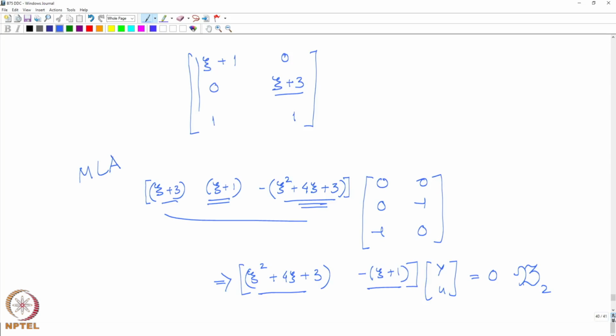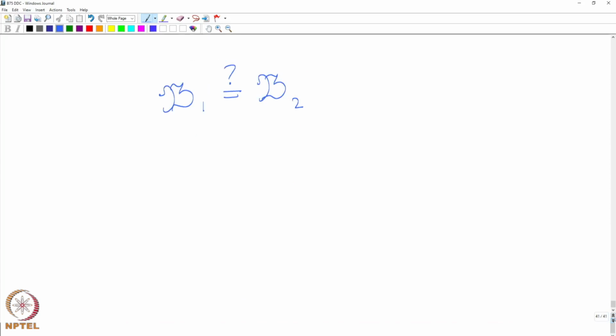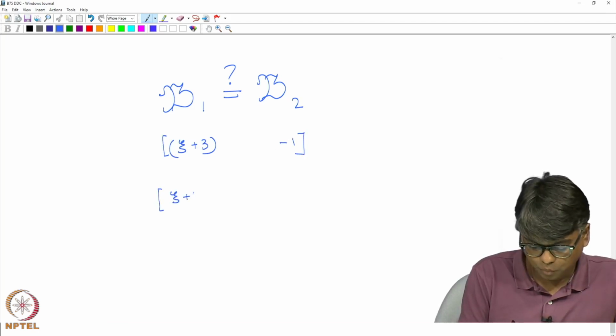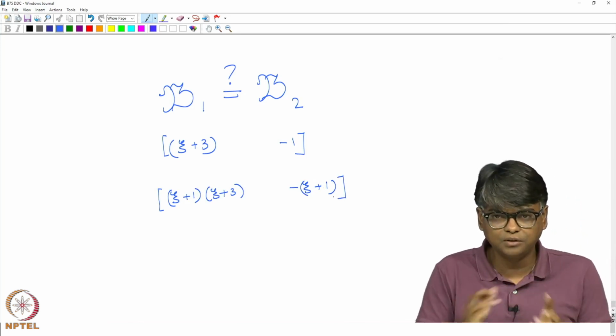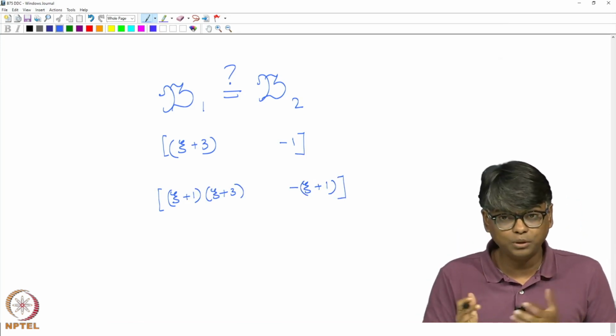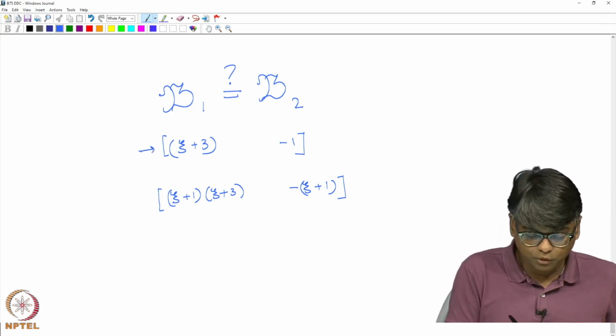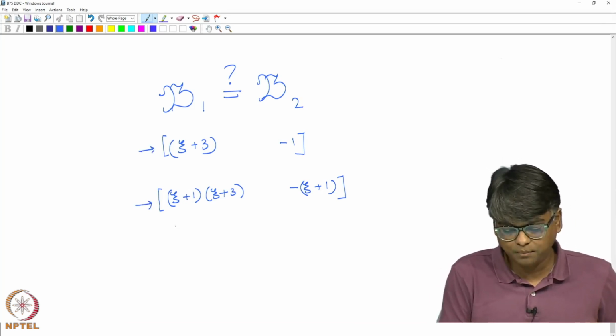Go back and check that for C infinity behaviors to be the same, their row modules need to be the same. But are the two row modules the same here? They are not. Look at the two row modules. One is just xi plus 3 minus 1, that is one row module, and the other row module is xi plus 1 times xi plus 3, minus xi plus 1. Transfer function wise, if you get rid of common factors, then they are the same, but here you do not get rid of common factors. Here this module is bigger than this module, this is a smaller module.